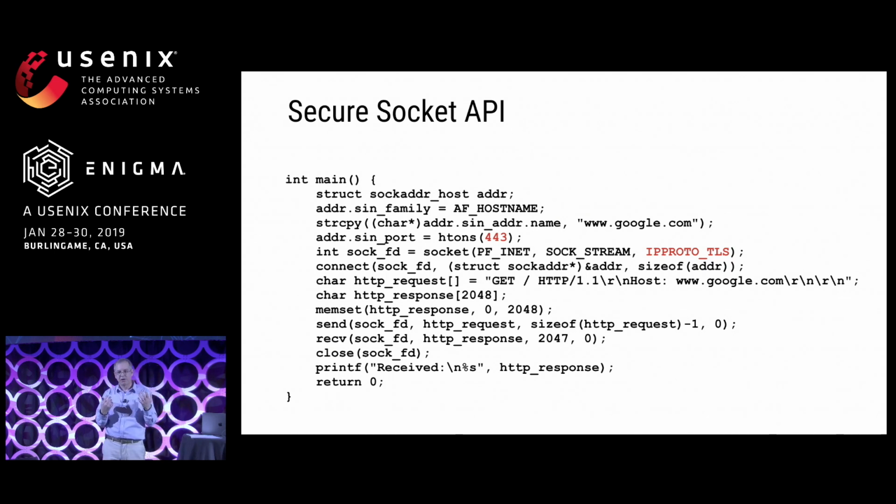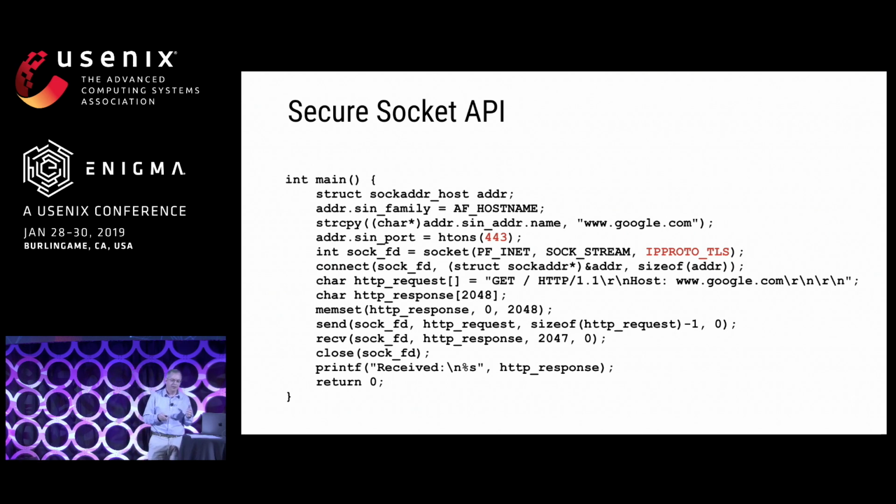This is a little small web client. It just goes and fetches Google's home page. It's trying to do this securely. And you'll notice in red, there are two small changes that we had to make in order to turn this into a secure web client. We had to change the port to 443, and then we changed that 0 to IP proto TLS when we create the socket. Everything else is taken care of for us by the security layer. This is the idea of what we want to create.